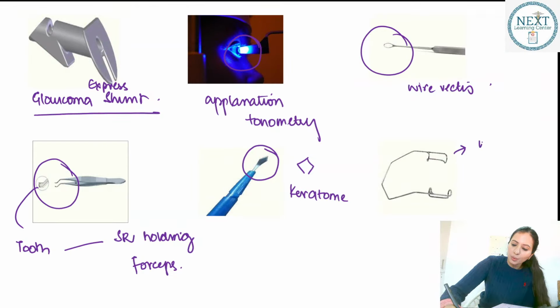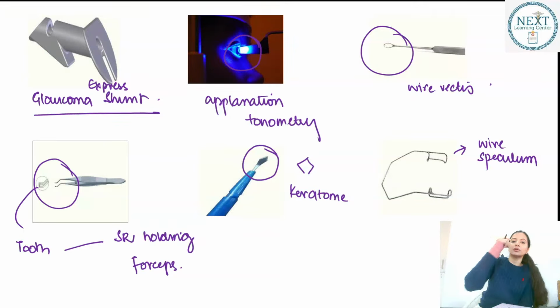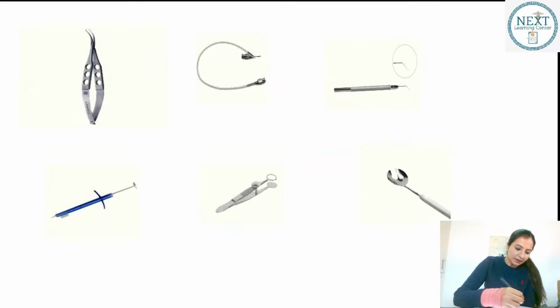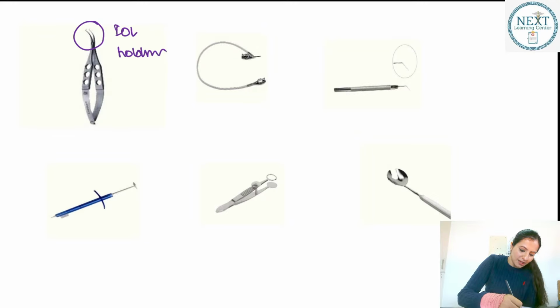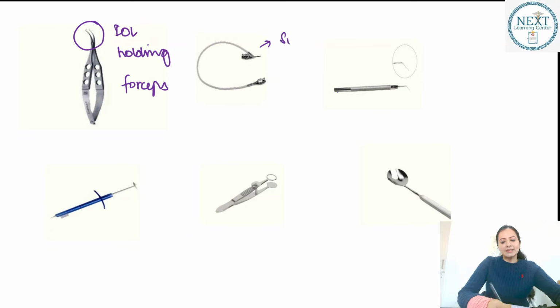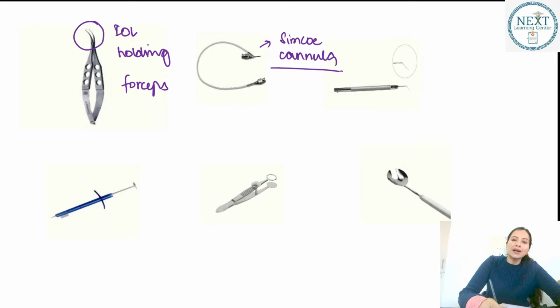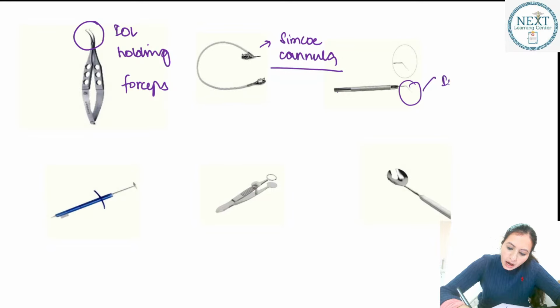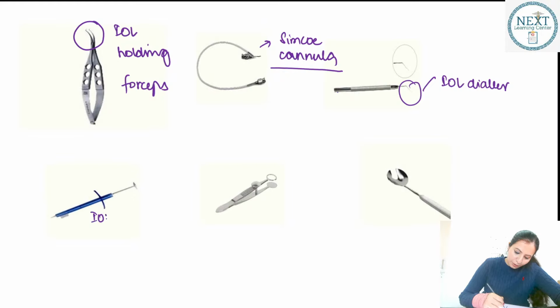This is a wire speculum. What will this do? During any surgery you have to open the eye, so this will help in opening up the eye. This is your IOL holding forceps. This is your Simcoe cannula. What will it do? It will help in irrigation and aspiration of the cortical matter. This is your IOL dialer. This is your IOL injector.